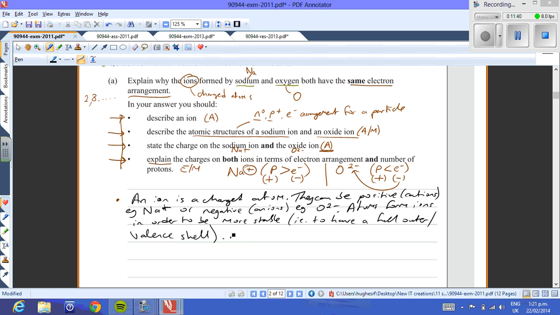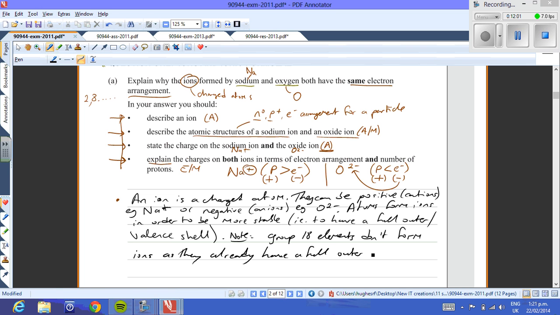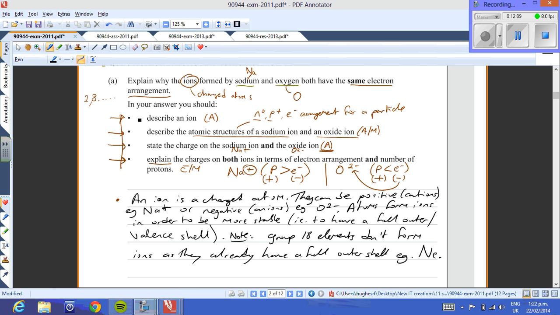And you could also say, note, group 18 elements don't form ions, as they already have a full outer shell. An example would be neon. Okay, so as far as I'm concerned, I've done that first bullet point to describe an ion.